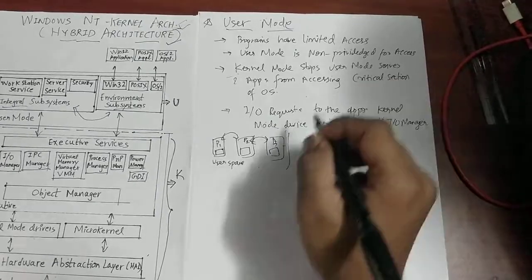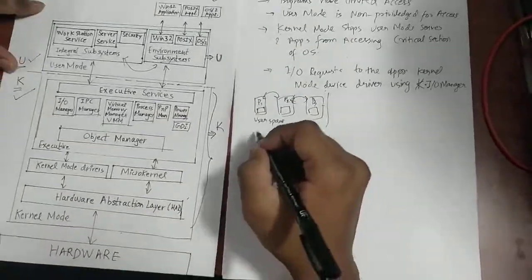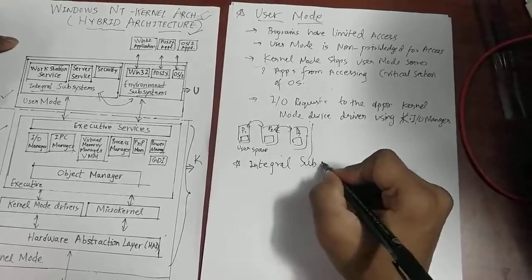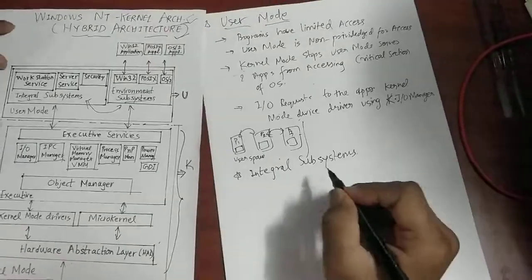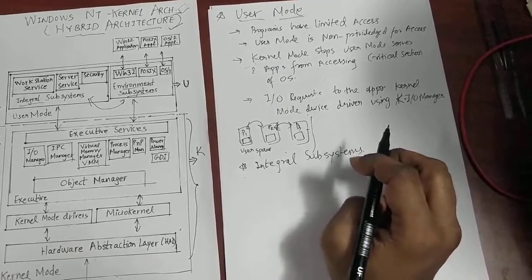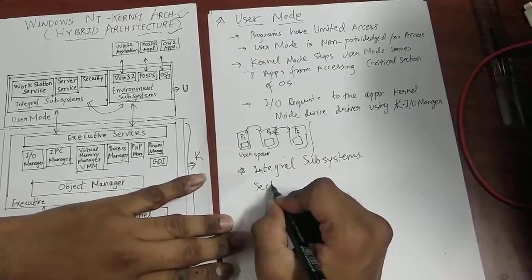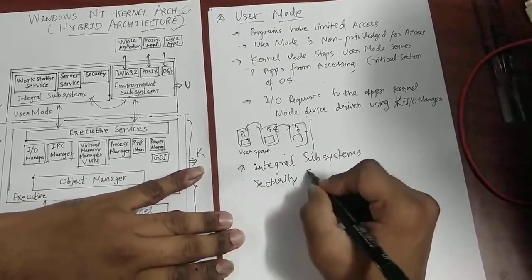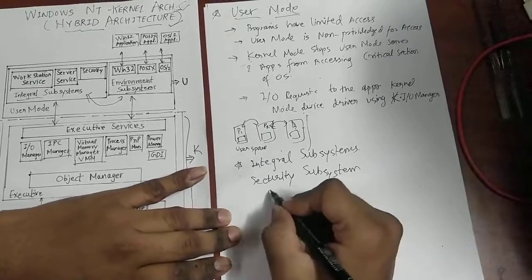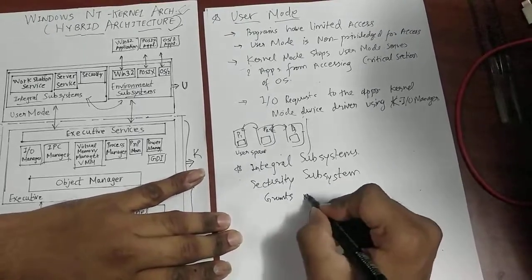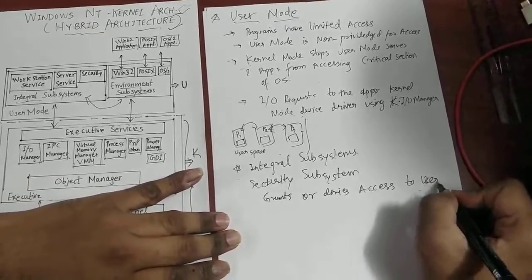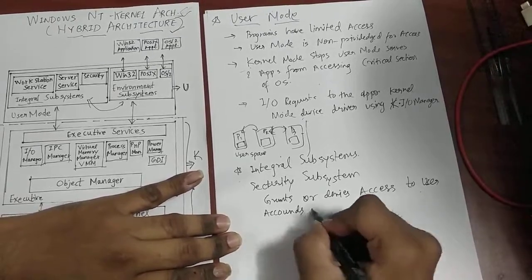Now coming down to the integral subsystem. In the integral subsystem there are three services. One of them is the security service. The security subsystem deals with security tokens. This grants or denies access to user accounts based on, or corresponding to, resource permissions.